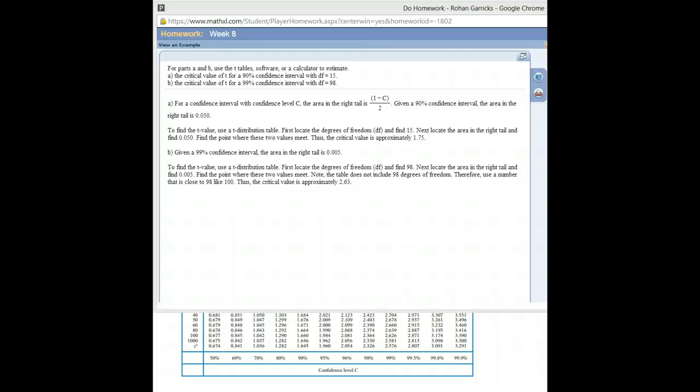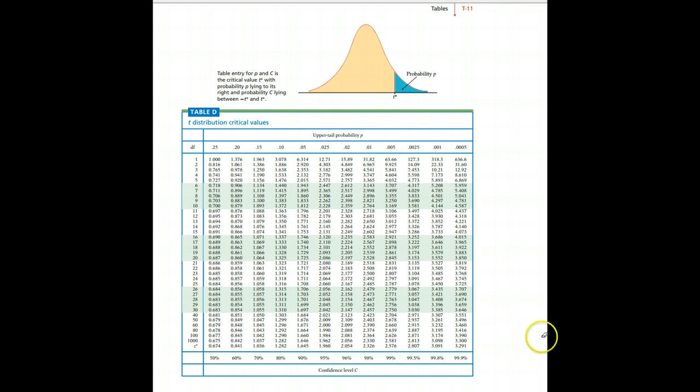Okay, so this problem is asking us to find the critical value of t for a 90% confidence interval with a degree of freedom of 15. In this case, we can use either a table, a software, or a calculator. I'm going to be using a table. I have a table pulled up here.